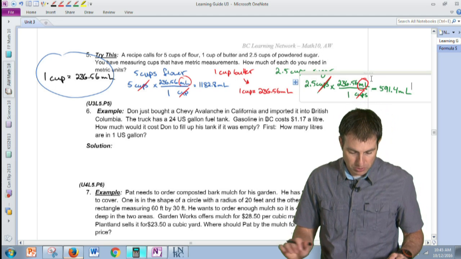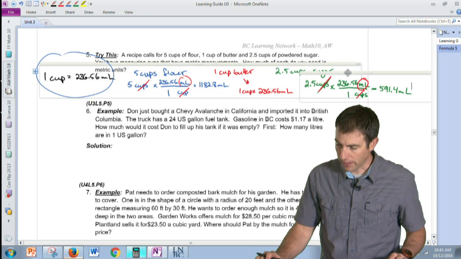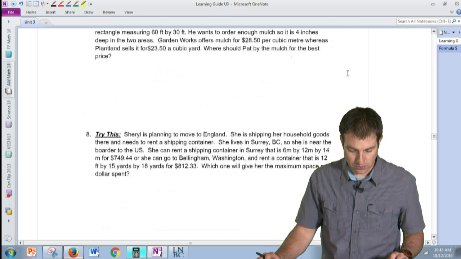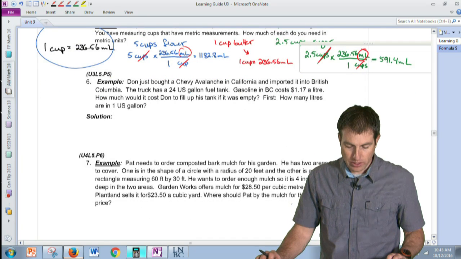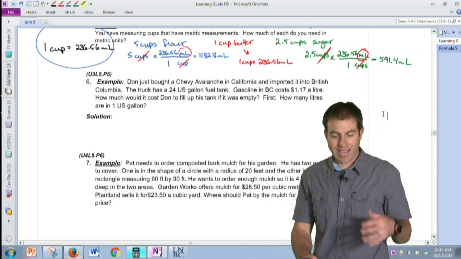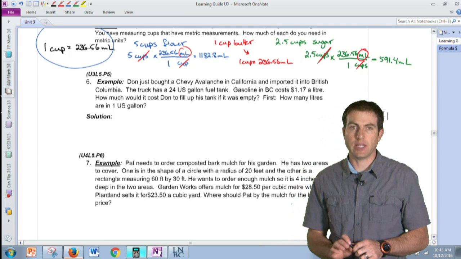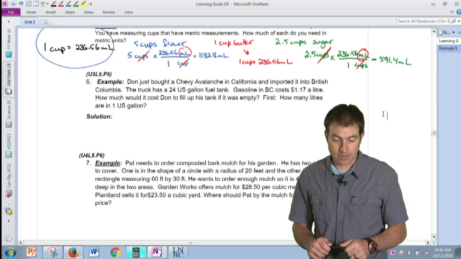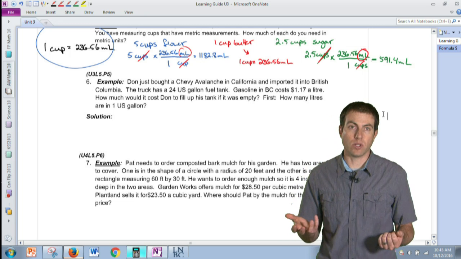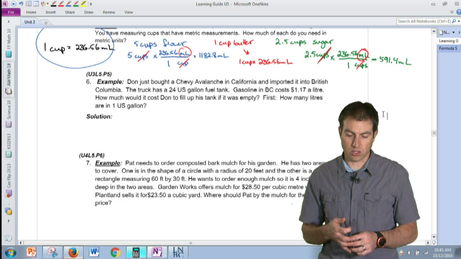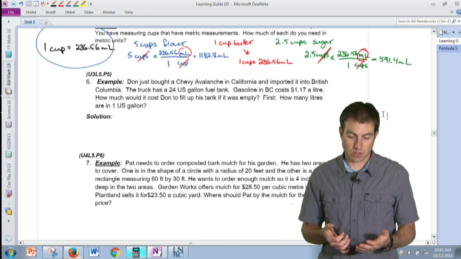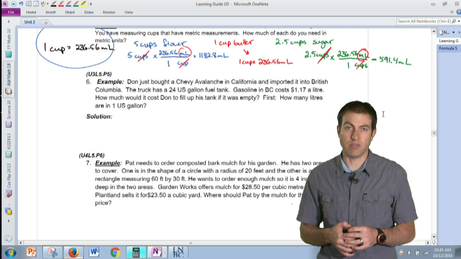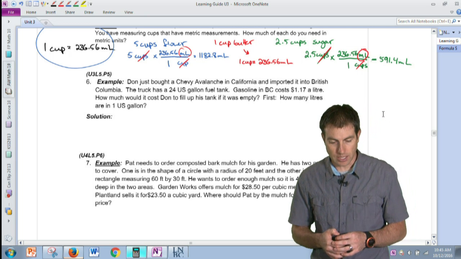All right, let's look at number 6, and then I'll give you guys a few to do. Number 6 says, Don just bought a Chevy Avalanche. The tank is 24 gallons, and we're in BC now, and fuel is $1.17 a liter. How much does it cost Don to fill up his tank if it was completely empty?